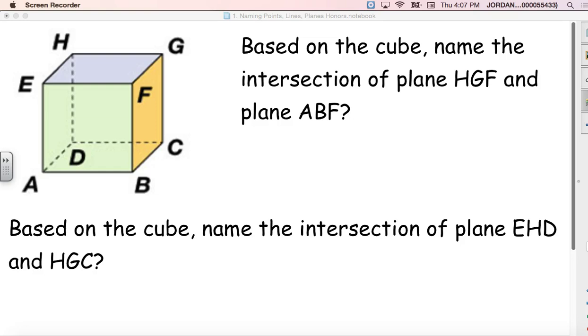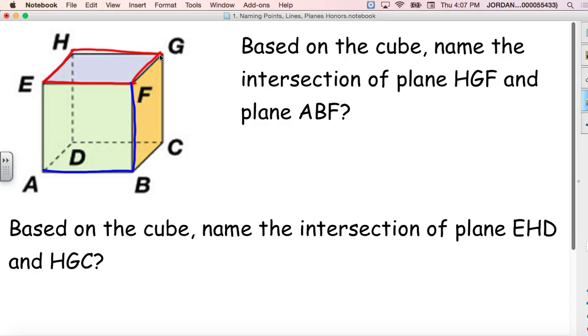So let's highlight real quick plane HGF. So right here's H, over here's G, and right here's F. So those 3 points make this top plane of the cube. And the other plane is the plane ABF. Okay, A, B, and F. Well, those 3 are on the front plane. So those make up this front plane right here. So I draw that plane, outline that plane.